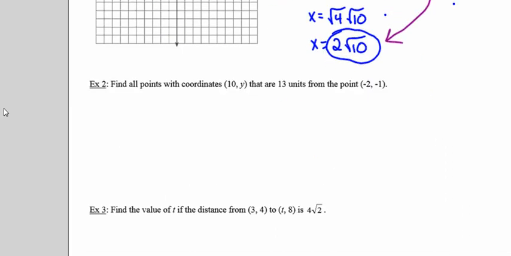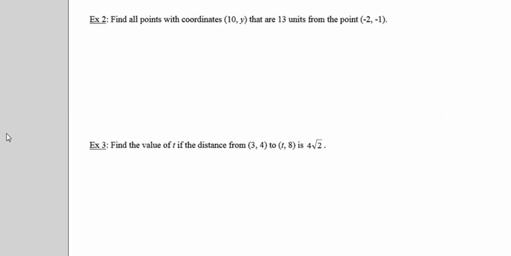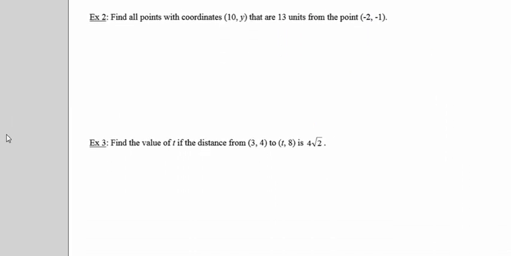All right, I'm going to move on to number 2. It says find all points whose coordinates are (10, y) that are 13 units away from the point (-2, -1). That 13 units represents distance or length. So because this is a question involving distance, I'm going to go back to my distance formula.